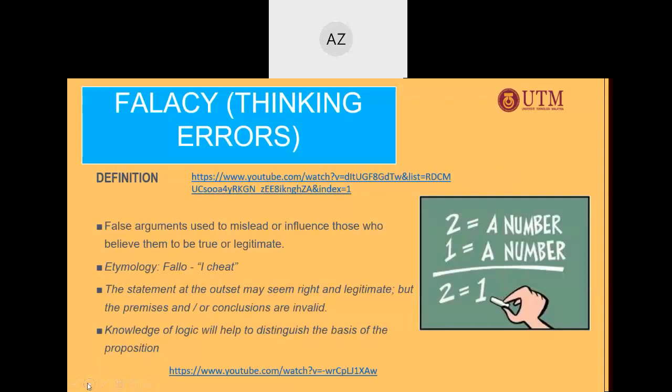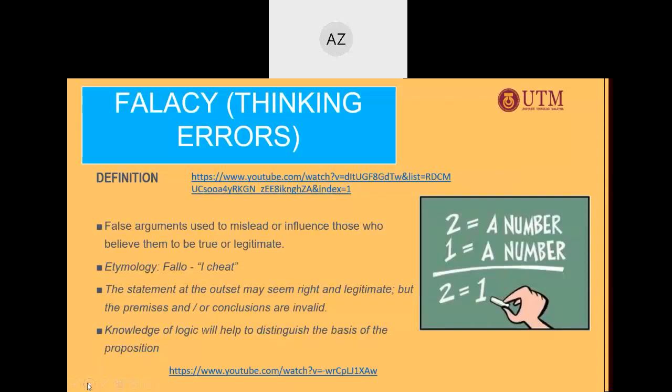So it's true that two is a number, one is a number, but two is equal to one, it's not true. Another example, we can say that tigers and lions are ruthless killers, and house cats must also be ruthless killers due to being in the same family. Tigers, lions, and house cats have the same family. But yeah, it's not true. House cats are not ruthless killers.